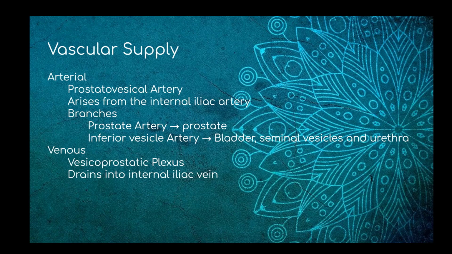As far as blood flow getting to the prostate, there is a prostatovesical artery that comes off the internal iliac artery. And then once that prostatovesical artery comes off, it branches. One goes to the prostate, one goes over to the seminal vesicles, the bladder, and the urethra. So know that the prostate is fed via the prostatovesical artery from the internal iliac arteries.